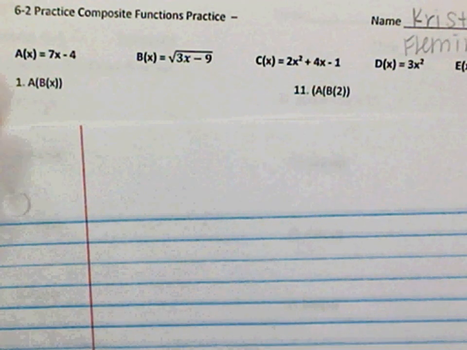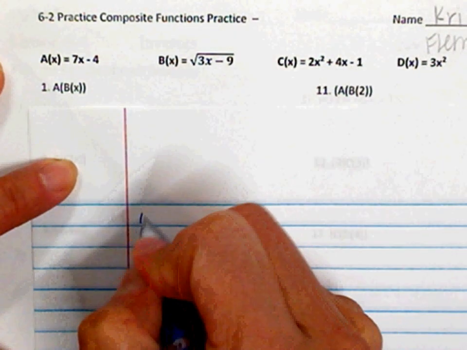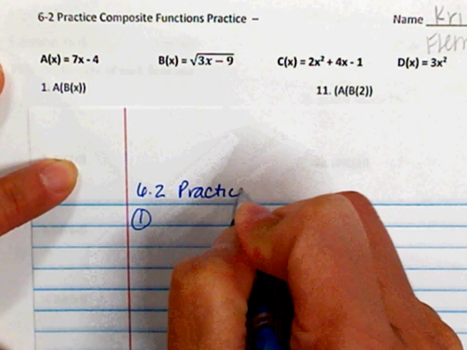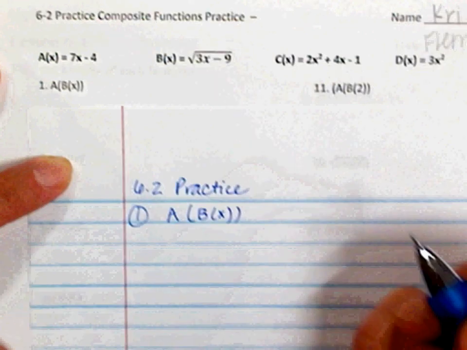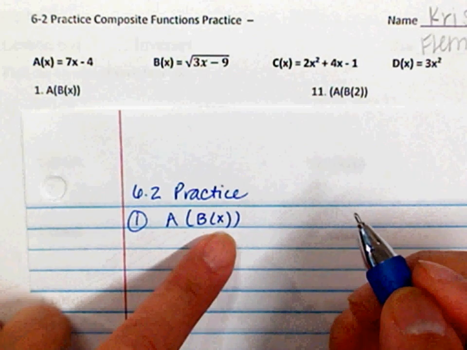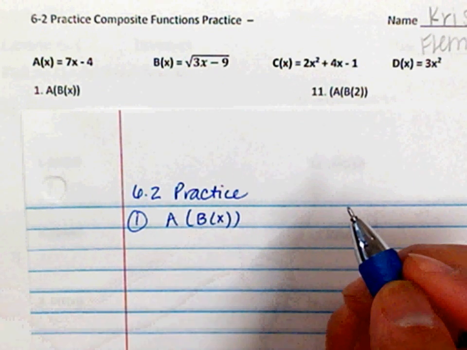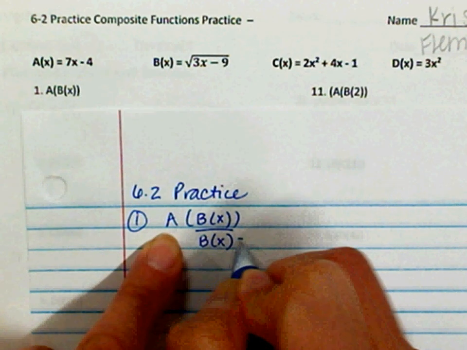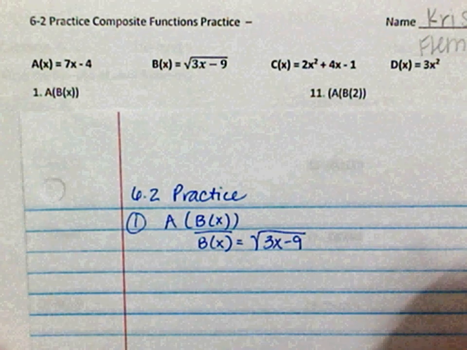Okay? So let's look at number 1. Alright. On number 1, this is 6.2 practice. Okay? You have A of B of X. Did you guys see that? So I'm going to work from the inside out. So you have X in that spot, so your answer should have X. So I'm going to start off with this one here, which is B of X. And B of X is square root of 3X minus 9, just like that.